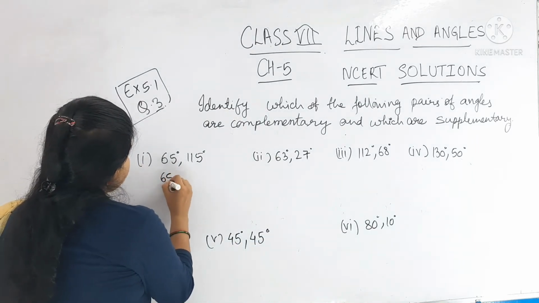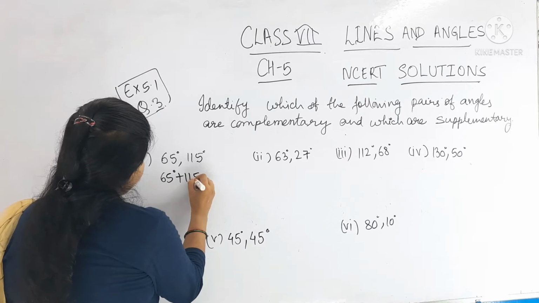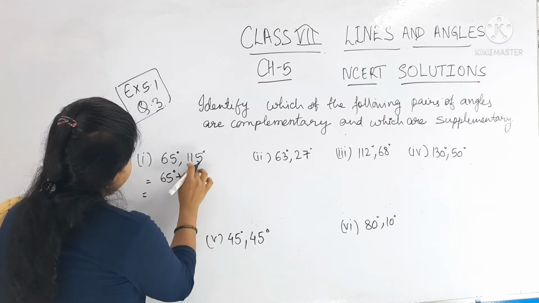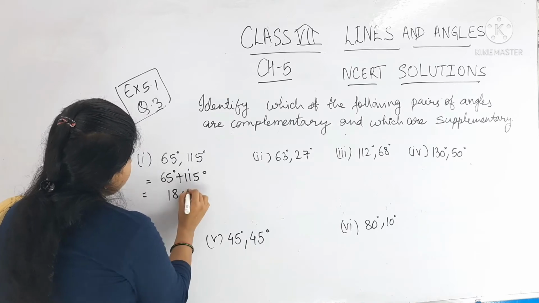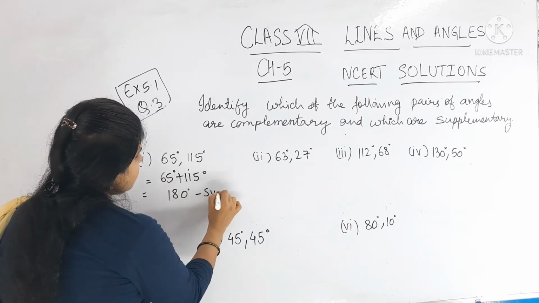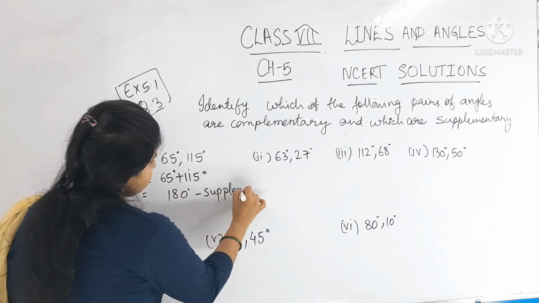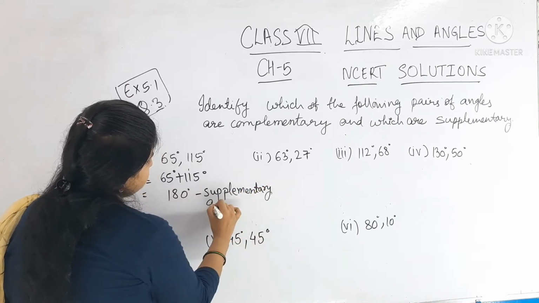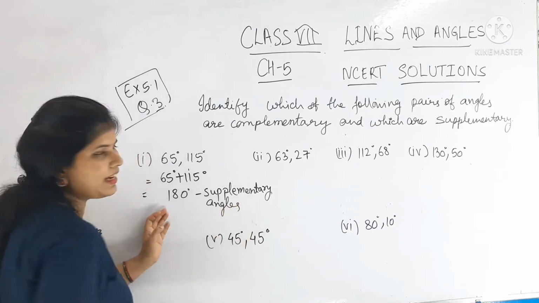You have to sum this one. So 65 plus 115. Here 5 plus 5 is 10, 1 carried, 6 plus 1 plus 1 is 8, and 1. So 180 degrees means these are supplementary angles. You have to find it like this.